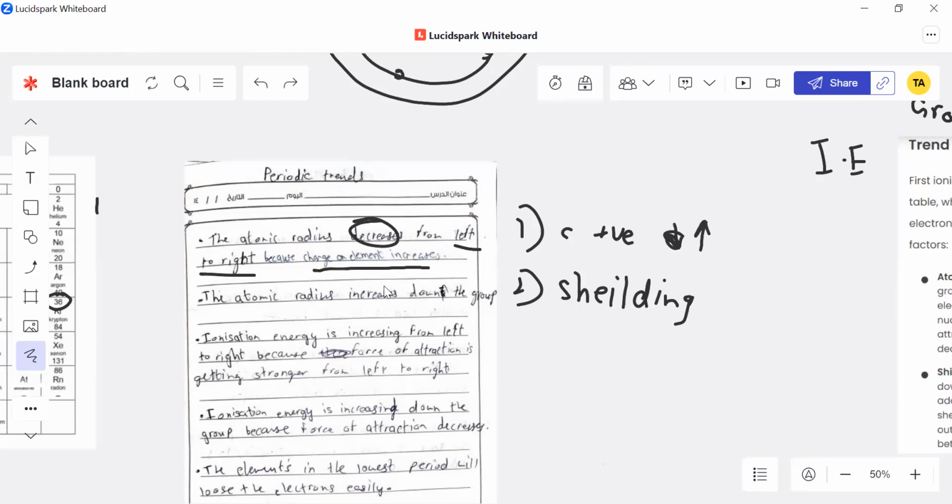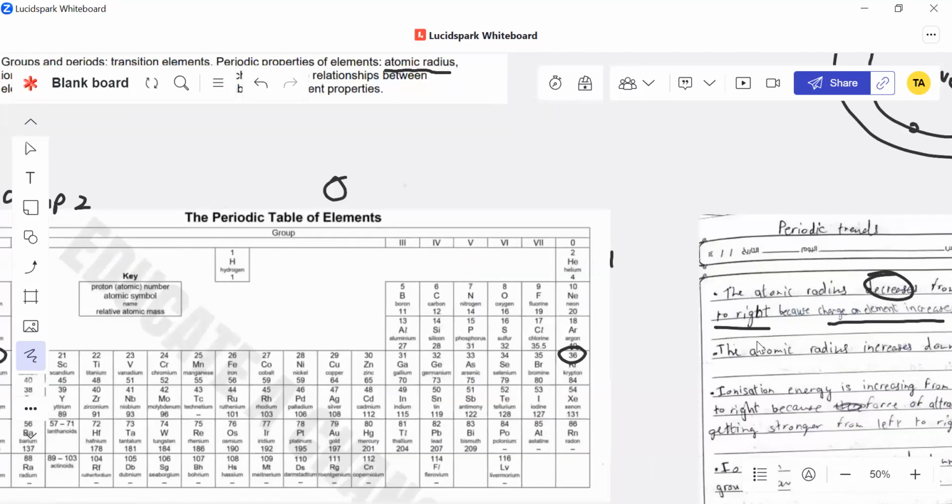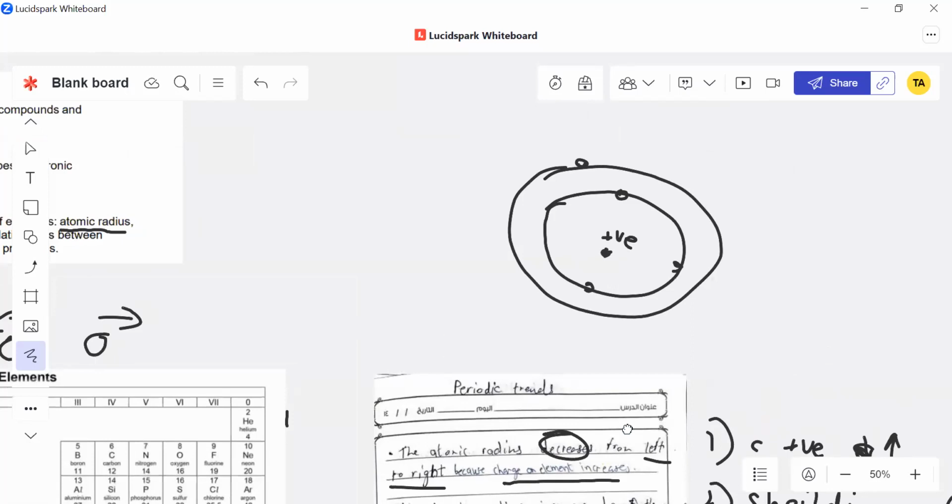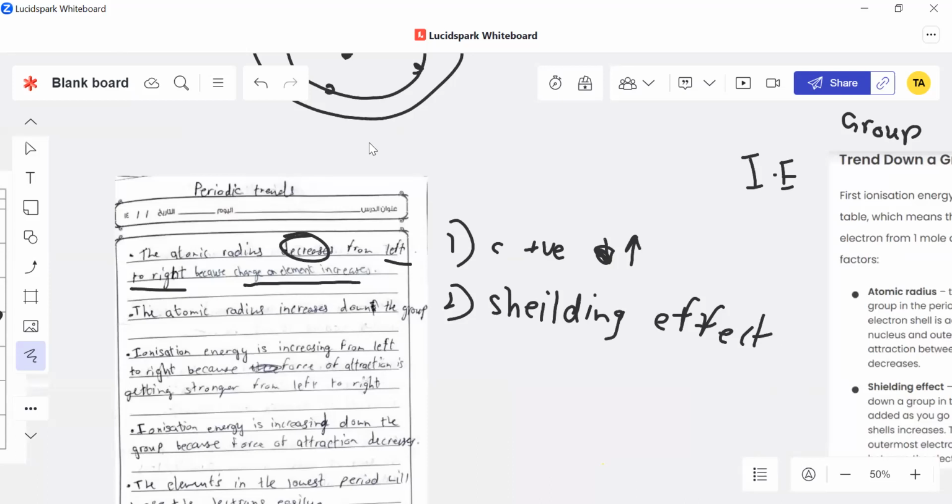What is the shielding effect? The shielding effect is when two electrons repel each other. In this orbit, orbit number 1, let's say there is one electron. Now these two electrons will repel each other, so the atomic radius would decrease. But wait, the shielding effect across a period will remain constant. Why is that?